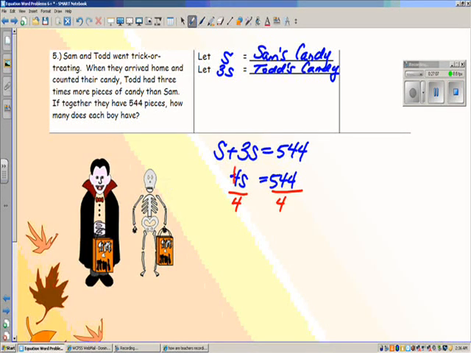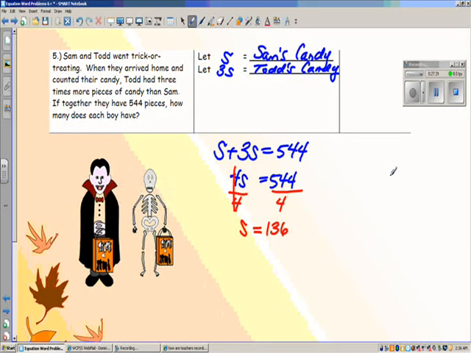These will cancel out. They don't become 0, they become 1. But is it necessary to write a 1 in front of our S? No. It's understood to be there. And then 4 goes into 544. How many times? 136. Should we do the math off to the side?